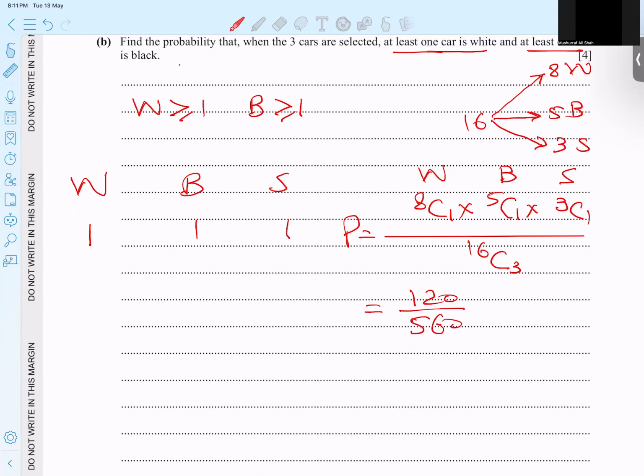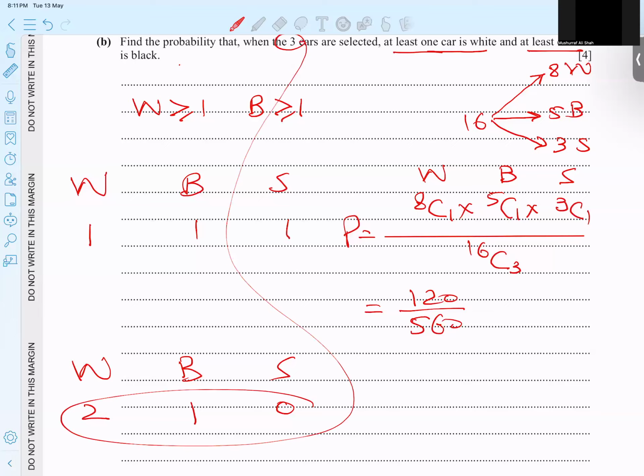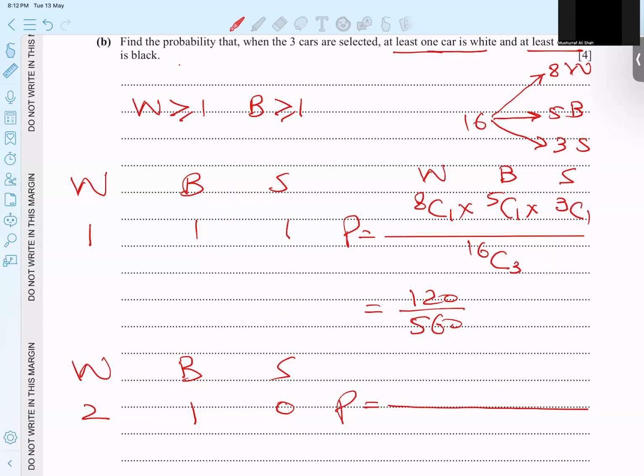So let's talk about the next option. Because at least 1 white, if I take 2 white, then black remains 1, and silver must be 0 to make it 3. So how to fulfill this plan? Let's try to do this plan. So now, again, in the denominator, I will take 16C3, for white and black and silver.